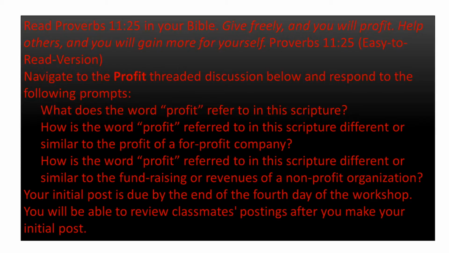What's the word profit referred to? How is the word profit referred similar or different from a for-profit company? That's a compare and contrast, by the way. And then how is profit referred to in the scripture different or similar to fundraising activities? Because this came out of, I believe, a not-for-profit course.